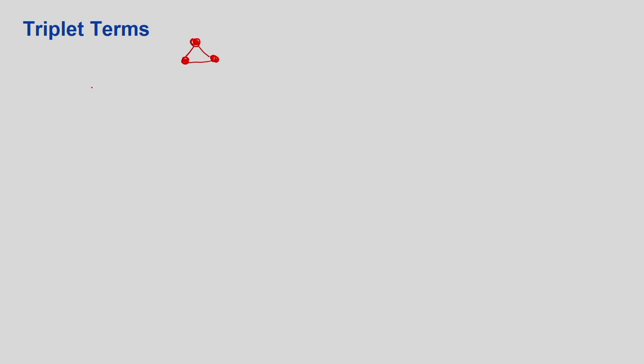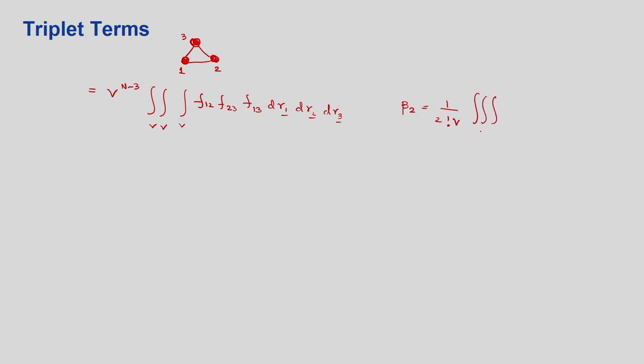So this integral I can write as Vn minus 3 times the triplet integral of f12, f23 and f13, with dr1, dr2 and dr3. You can take any of them as 1, 2 and 3. And the value of this expression beta 2 I can write as, introducing a new definition, 2 factorial into V, which is equal to the closed integral across the entire volume of fij, fjk and fik, dri, drj, drk. This is the expression.